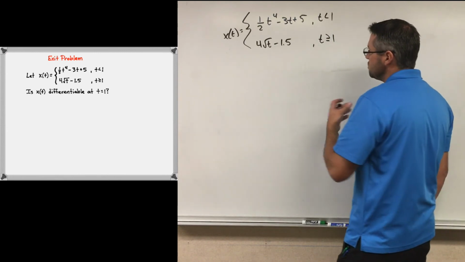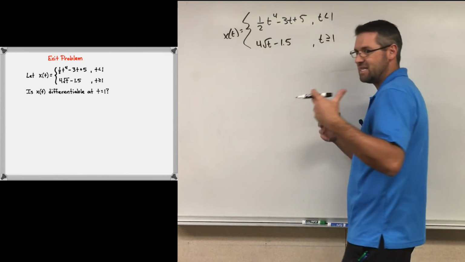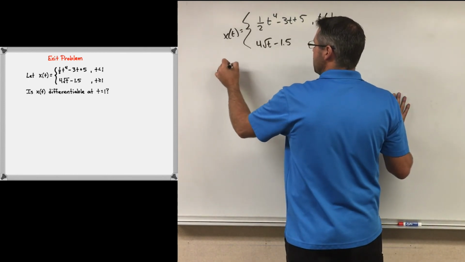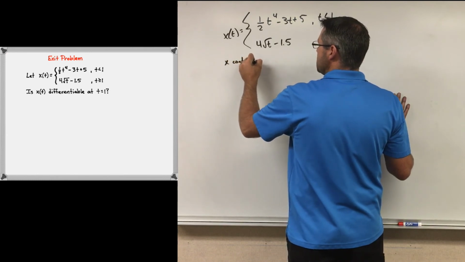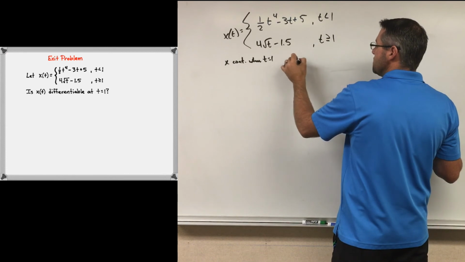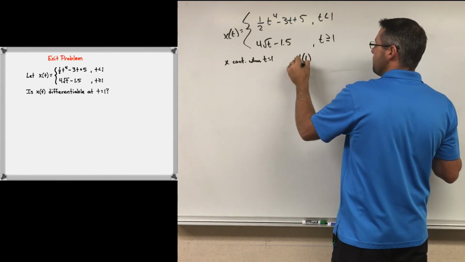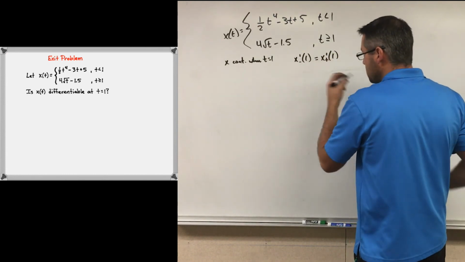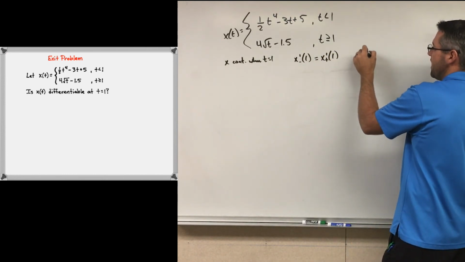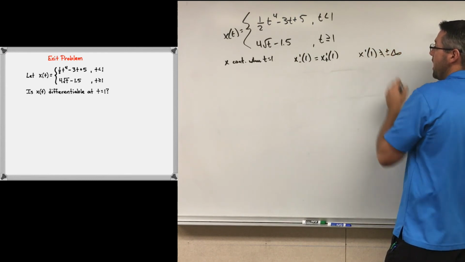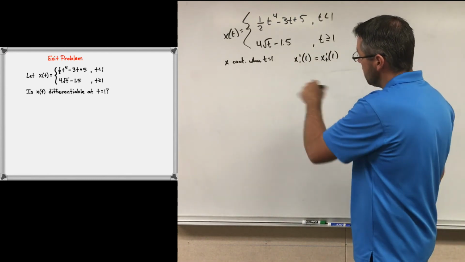So what we need to do is check all the things that are required for a function to be differentiable at a point. Remember that x must be continuous when t equals 1. That's the first thing. We also need to check to see x prime of 1 from the left is the same as x prime of 1 from the right. And then we also have to see if x prime of 1 is equal to plus or minus infinity, or not equal to plus or minus infinity. So we got to check all these things.